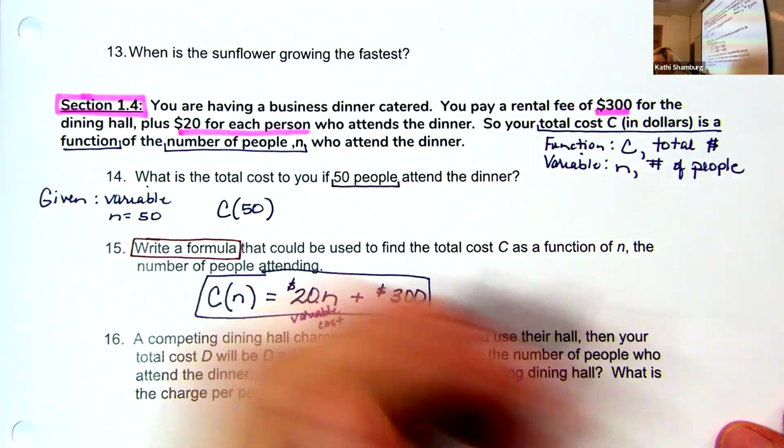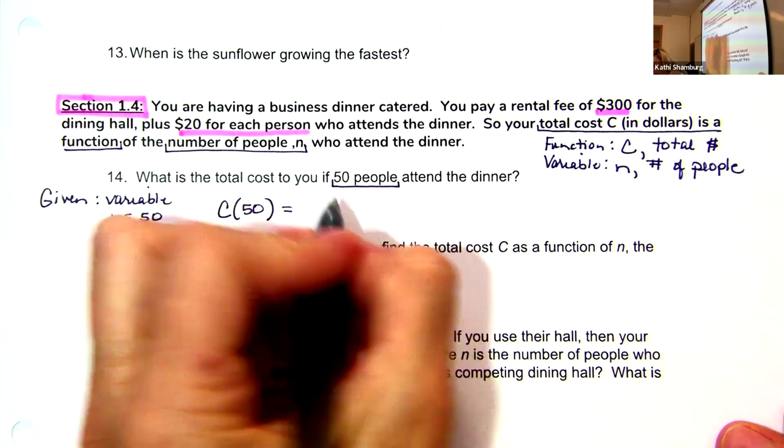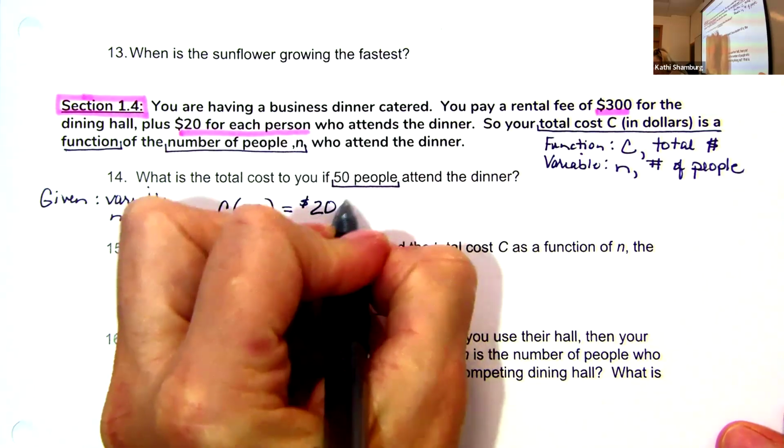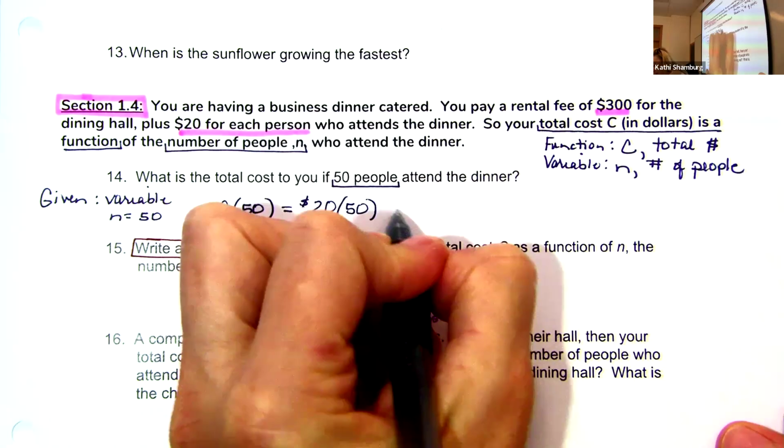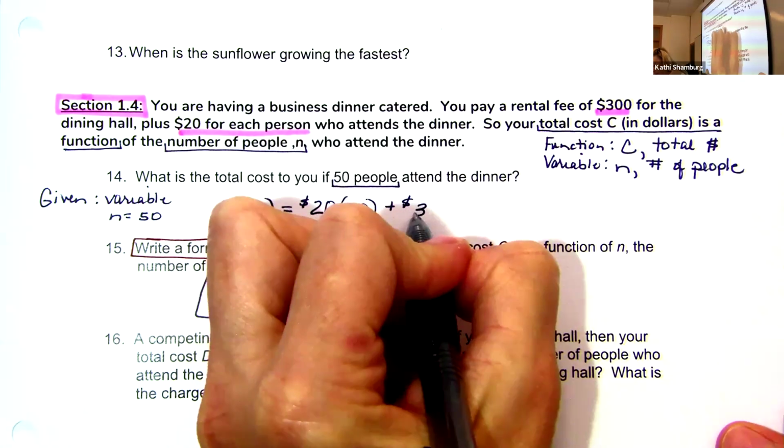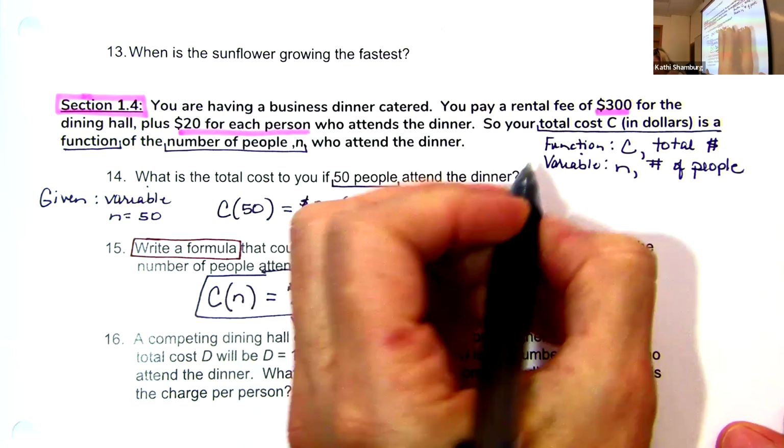But this tells us it wants to know that total. So we would do $20 times 50 people plus $300. So how much are we going to spend? $1,300.